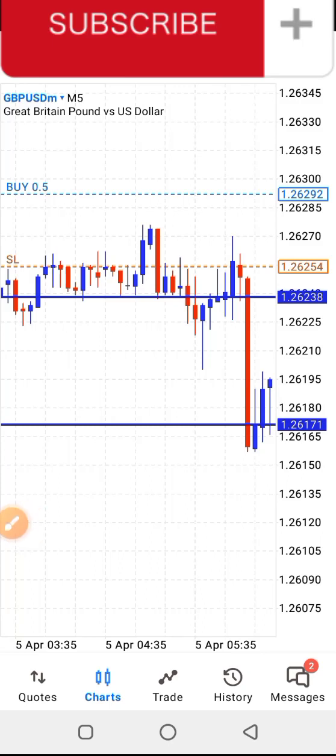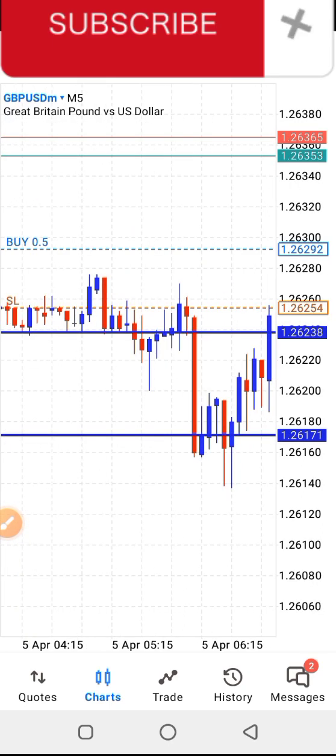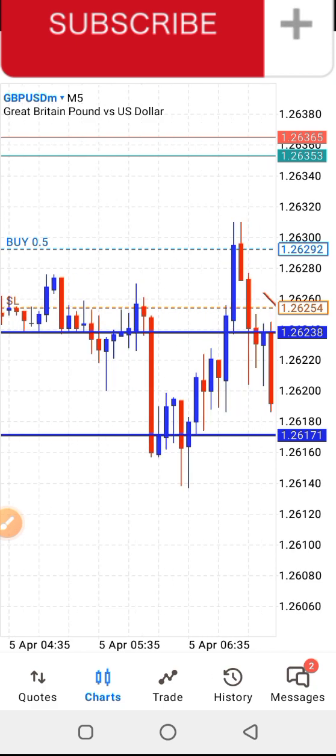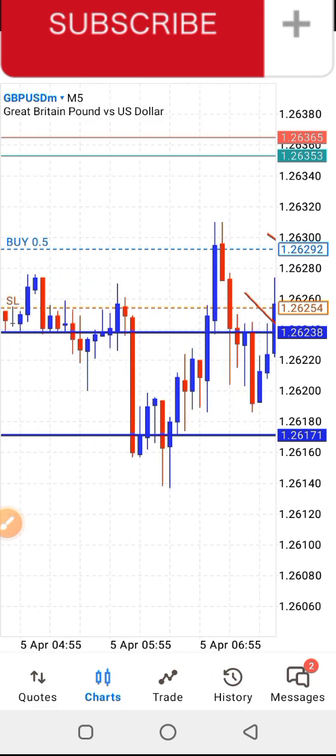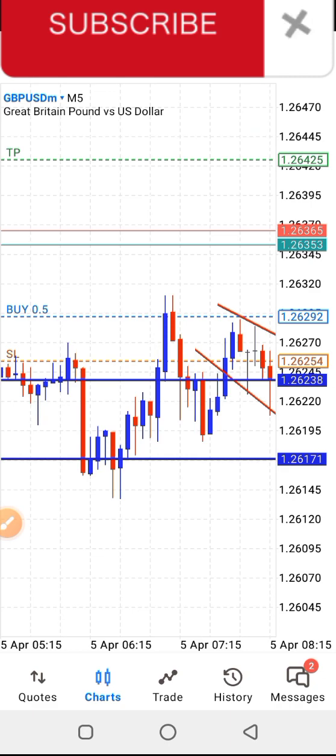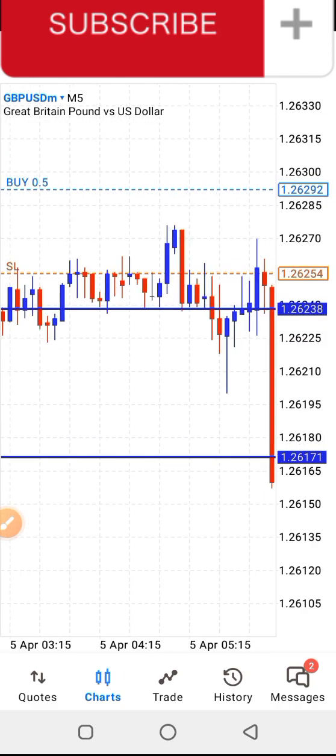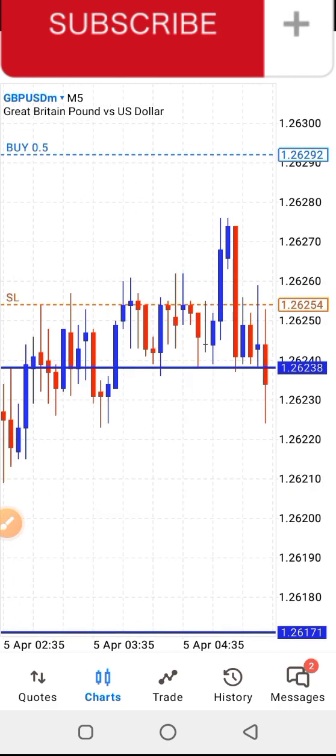I'm in a GBPUSD trade and I want to explain the analysis that I did before entering this particular trade. Okay, so basically we have price giving us some upwards movement right here.